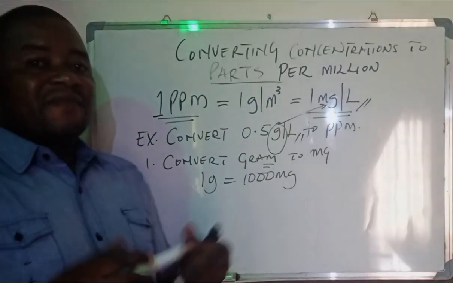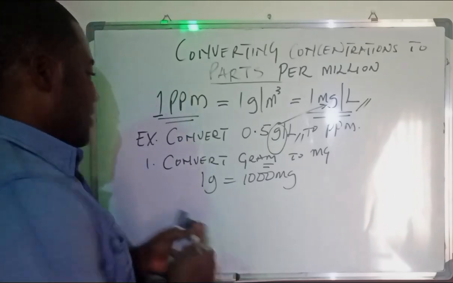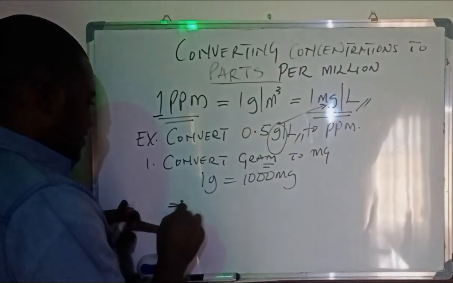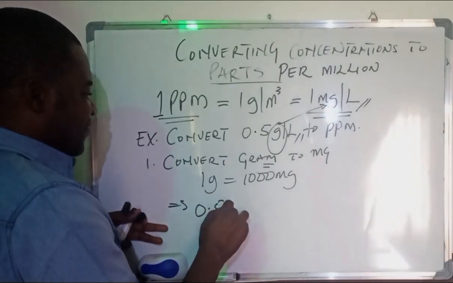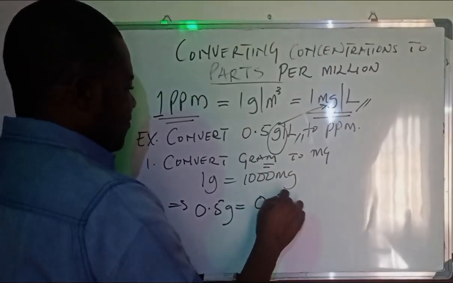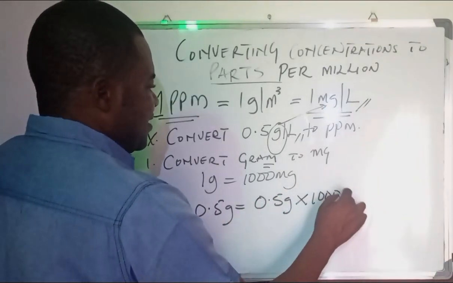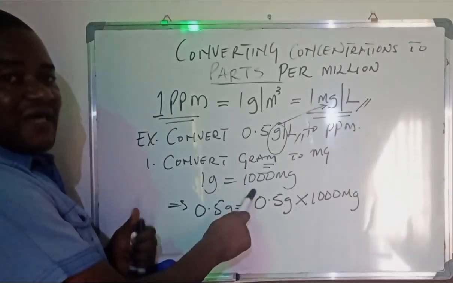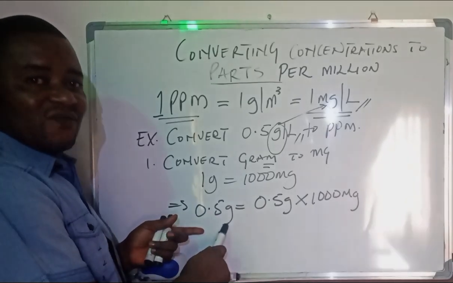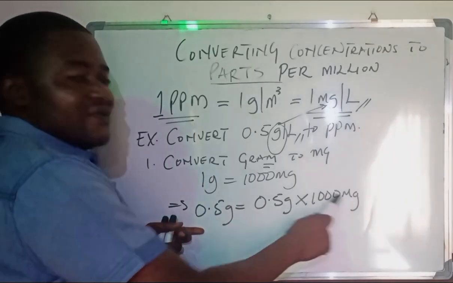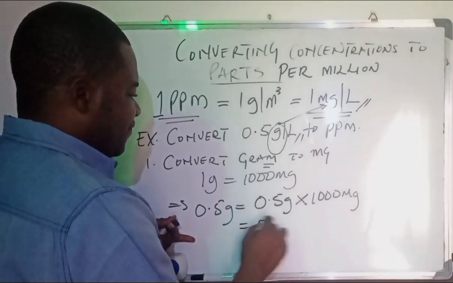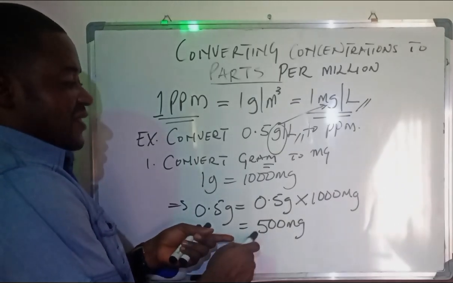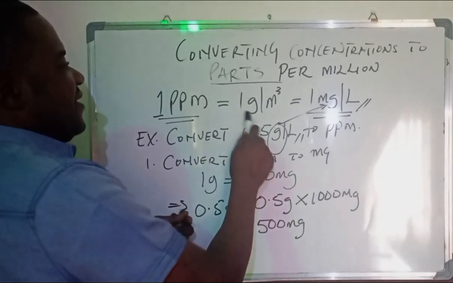In your normal mathematical equations, you know that 1 gram is equal to what? 1000 milligram. So if that is true, 0.5 grams will be equivalent to what? 0.5 grams times 1000 milligram. See that? So 1 gram is 1000 milligram, so 0.5 gram is equivalent to 0.5 grams times 1000 milligram. So this should give us what? 500 milligram. Now we can rewrite our statement to read what we have over here.